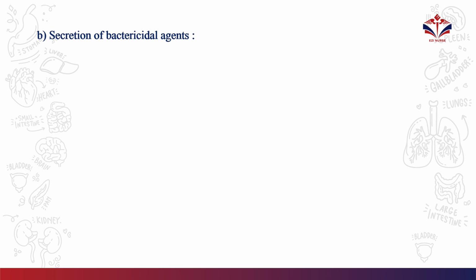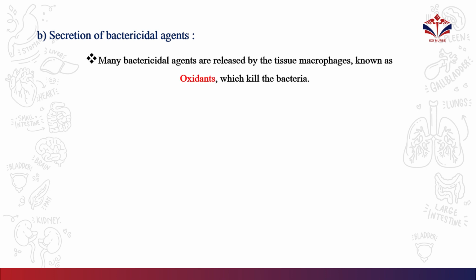Now coming towards the second function, the secretion of bactericidal agents. The bactericidal agents are those agents which are going to kill the bacteria. So your tissue macrophages are going to release some of the agents, some of the secretions, and those are going to attack the bacteria and kill them. These secretions are called the oxidants in our body. And what are the common oxidants that are being released? They are the superoxide, the hydrogen peroxide, and the hydroxyl ions.